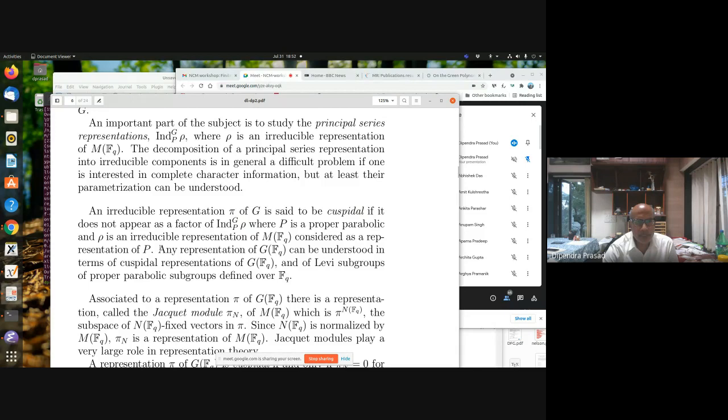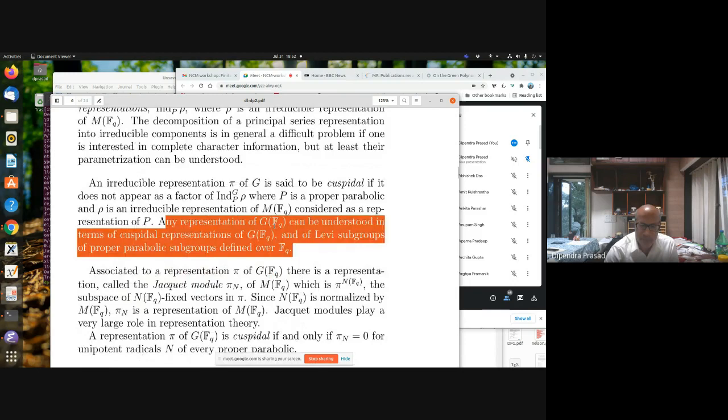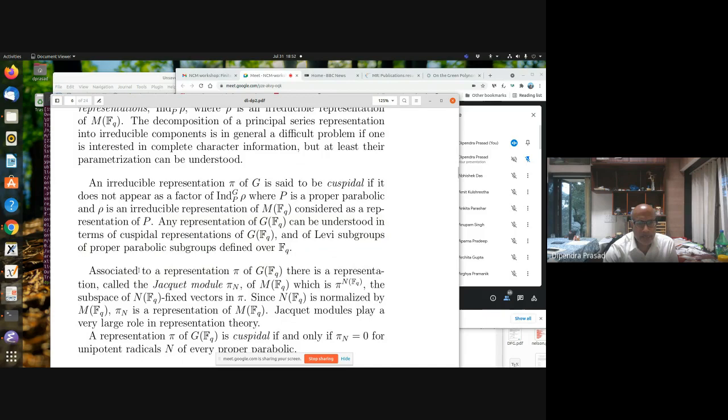So any representation of G(F_q) can be understood in terms of cuspidal representations of G(F_q) and of Levi subgroups. Somehow cuspidal representations are building blocks of all representations. Once you know cuspidal representations of all the Levi subgroups, including the group G, then you are in a position to understand all of them. So it is a very useful notion to have.